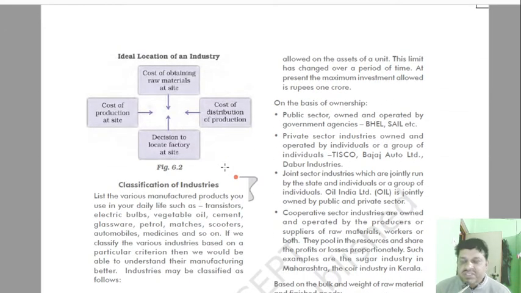Ideal location of industry, here is a flow chart. You can see cost of production at site, it is to be taken into consideration. Cost of obtaining raw material at site, it means from where the raw material needs to be brought to the factory, and cost of distribution of products. So raw material bringing cost, and goods produced needing to be sent to the market, that cost is taken into consideration. Then the decision of factory location is taken lastly.